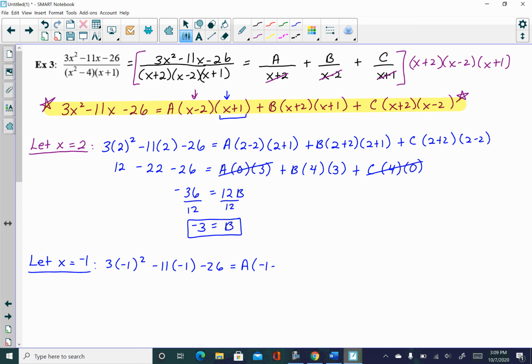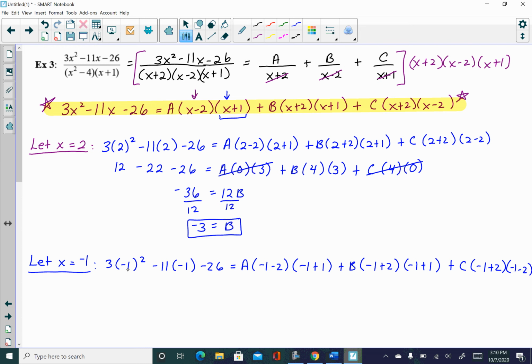So I have negative 1 minus 2, parenthesis negative 1 plus 1, plus b, negative 1 plus 2, negative 1 plus 1, plus c, parentheses negative 1 plus 2, negative 1 minus 2. All right, let's start cleaning up.